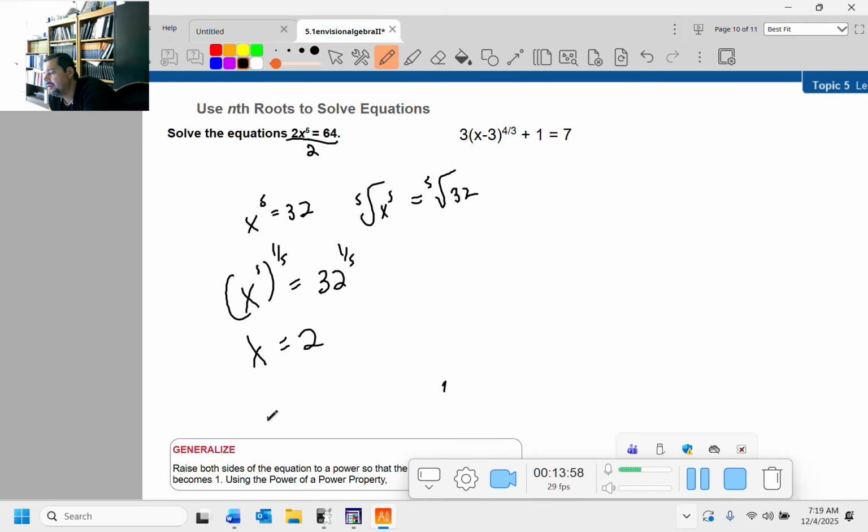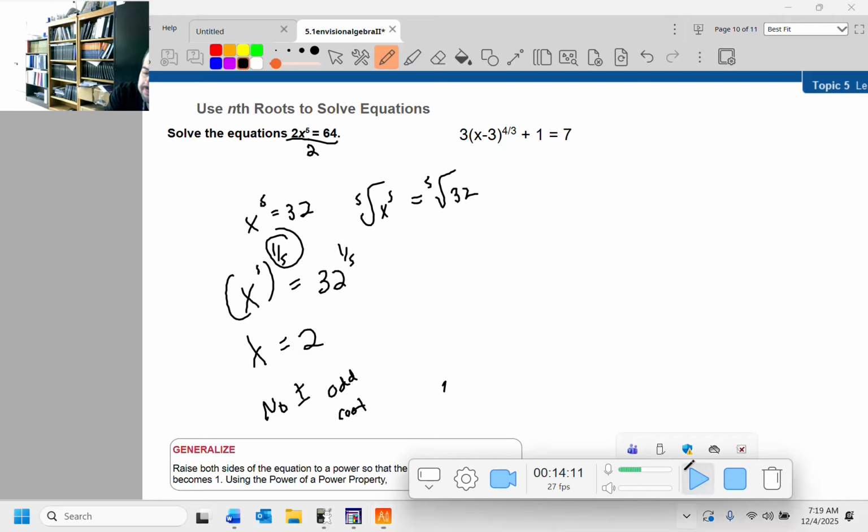Now, there's no plus or minus because this was an odd root. So be very careful about that. If you take an odd root, there's no plus or minus. It's the even roots that have that plus or minus.